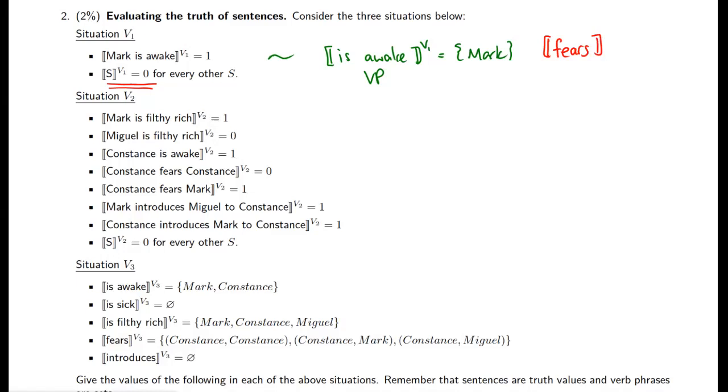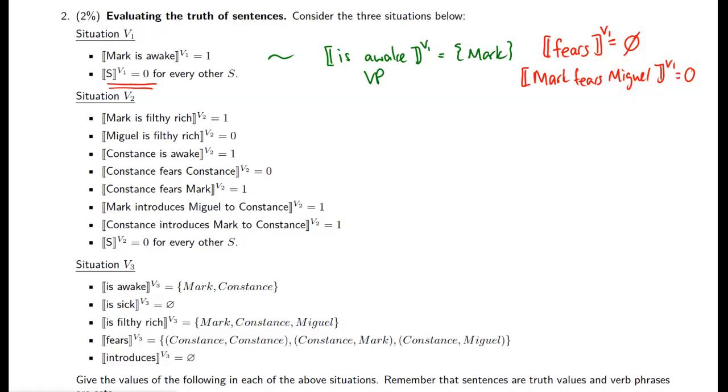Well, in this other universe, there's no other sentence that's true. So nobody fears anybody else in this situation. So "fears" is the empty set. And you could construct another sentence and you could say, Mark fears Miguel. Sorry, I should specify this is V1 specifically, and that would be false because every other sentence in situation V1 is false. So "Mark fears Miguel" is false because every other sentence is false in V1.